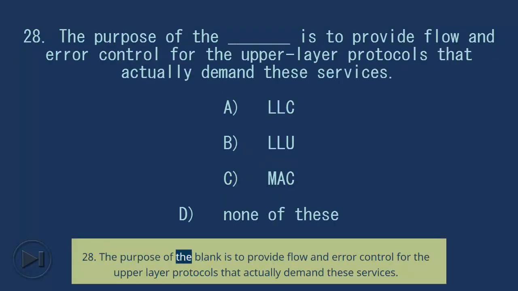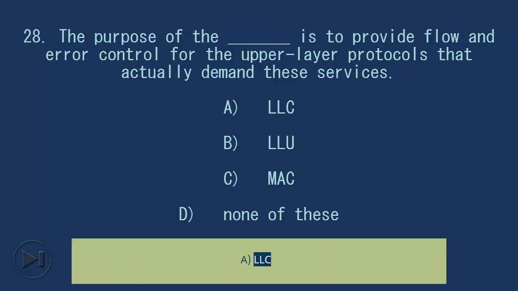28. The purpose of the blank is to provide flow and error control for the upper layer protocols that actually demand these services. A. LLC. B. LLU. C. MAC. D. None of these. Answer, A. LLC.